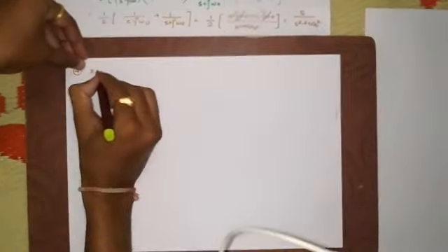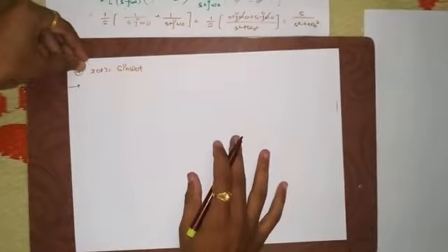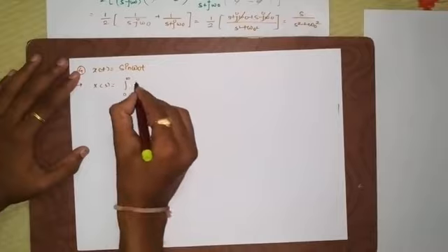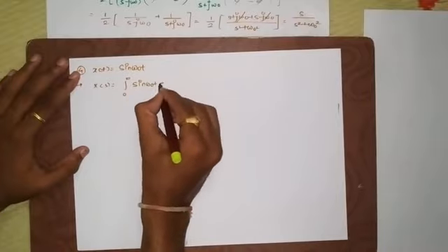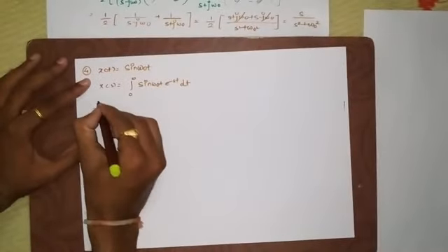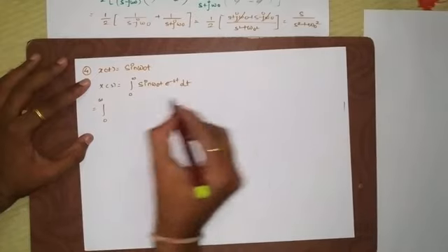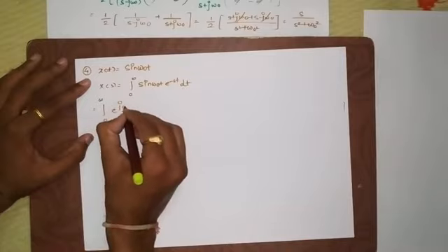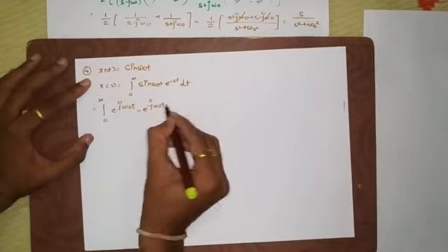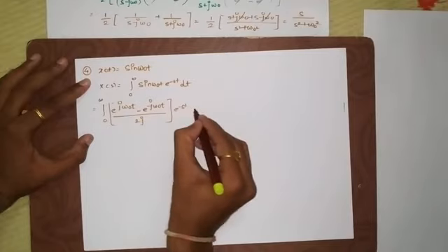Now let us take the next one, x of t is equal to sine omega naught t. Again we'll consider X of s is the integral from 0 to infinity, sine omega naught t e to the power minus st into dt. Now we'll try to put this in terms of exponentials. Sine theta is always e to the power j theta minus e to the power minus j theta divided by 2j, so you can write e raised to j omega naught t minus e raised to minus j omega naught t divided by 2j into e raised to minus st into dt.